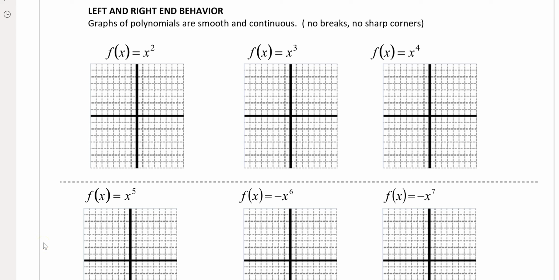So this video is about the left and right end behavior of polynomials and the graphs of them. What I want to show you is what they look like. With an x squared, this is our basic graph. And with an x cubed, it looks like this, which we already knew.